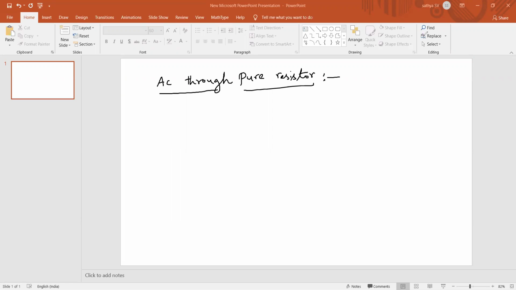And what about the resistor? Is the resistor going to store energy or going to dissipate energy? It dissipates energy. Very good, it is a heat dissipative element. So now we will go for the resistor.